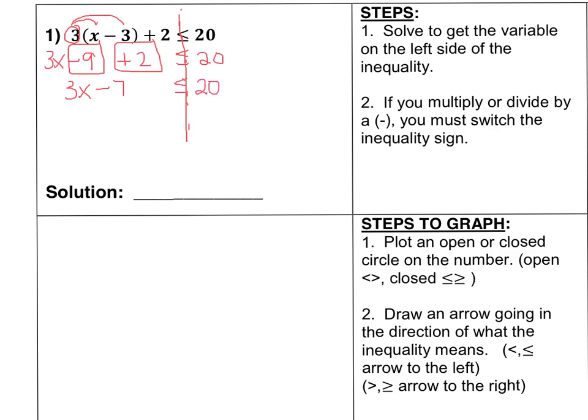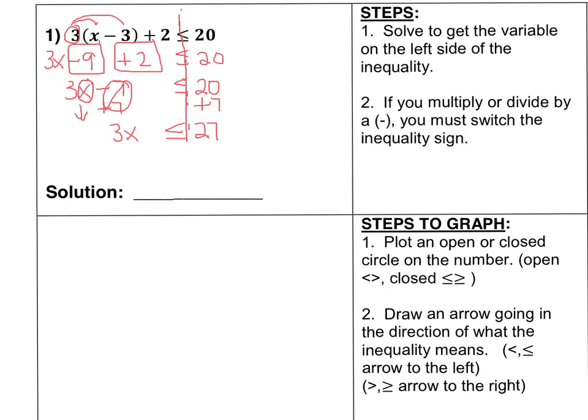At this point our variable is on the left-hand side. We want to circle it, and now we're going to try to get it by itself. The first thing we want to do is zero out the negative 7. To do that, we're going to add 7 to the other side. That's going to make this 0. And so then we bring down our 3x. We have 3x is less than or equal to 27.